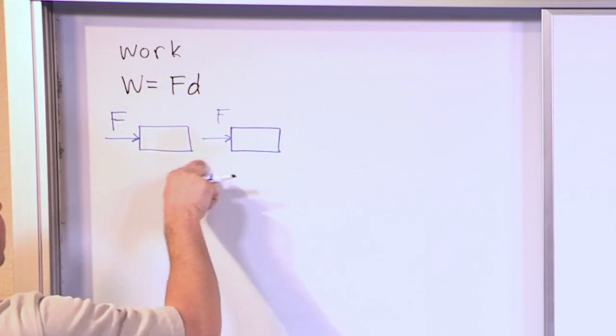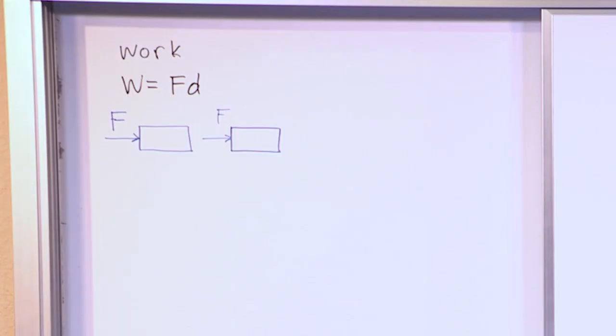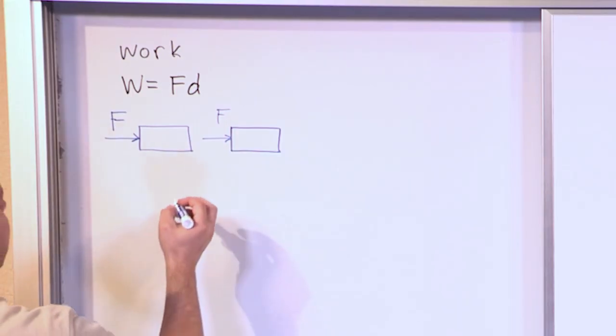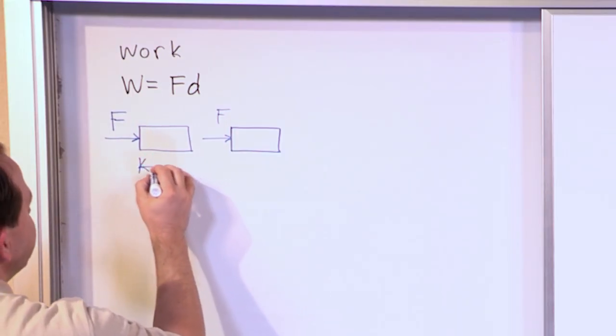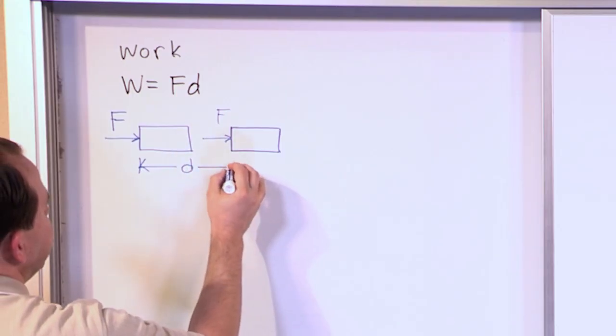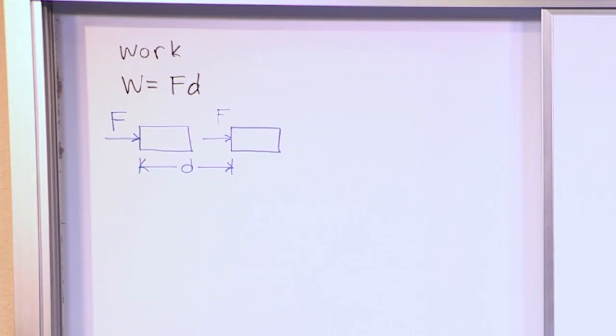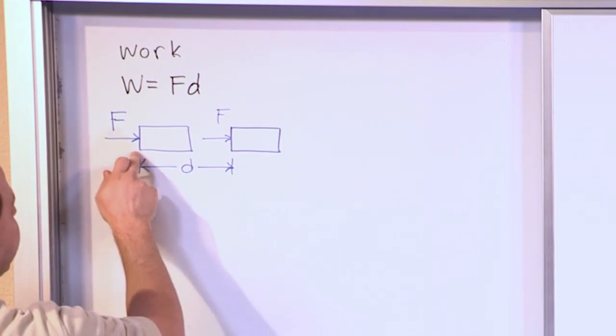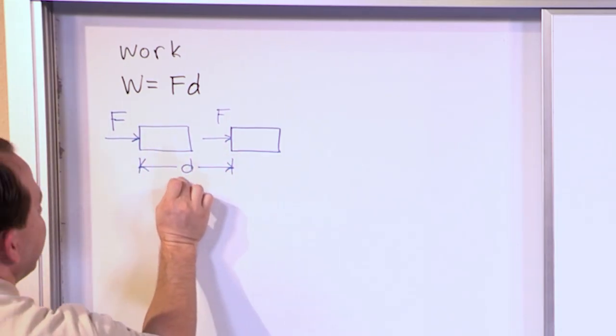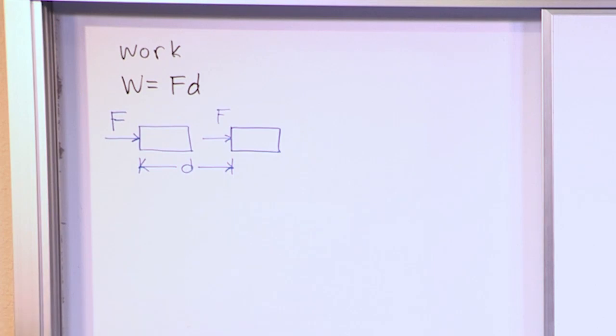I never stop pushing with a force F. I'm always pushing with a constant force, and this box has moved a distance d. Notice I'm measuring from the front of the box to the front of the box. So this is the total distance the box has actually moved.